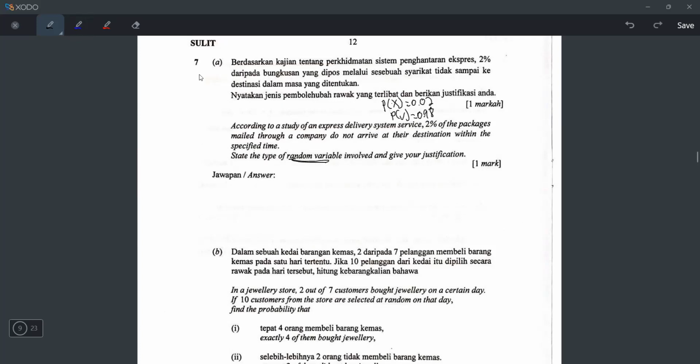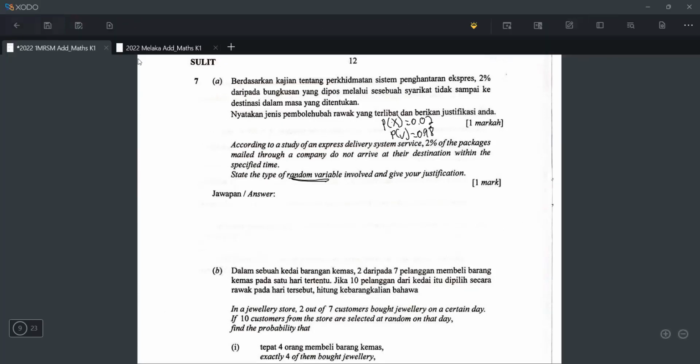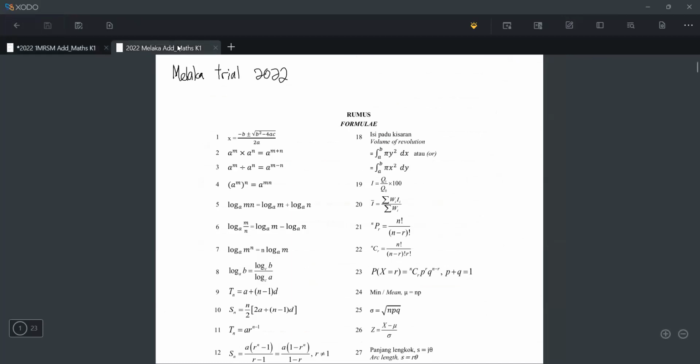Okay, there are only 2 types of random variable. First, we have the discrete random variable, and then the other type we call continuous random variable. Let me explain. Okay, never mind. I will just step out for a moment and show you this other question.